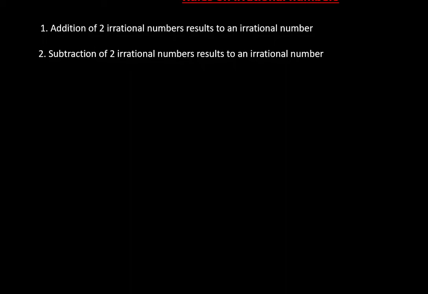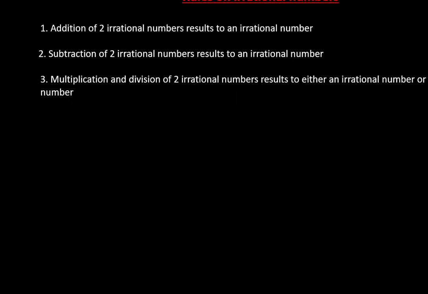The first rule is that the addition of 2 irrational numbers results in an irrational number. So when you add 2 irrational numbers, you are going to have an irrational number as your answer. Same applies to subtraction. When you subtract 2 irrational numbers, the result is going to be an irrational number. So addition and subtraction of 2 irrational numbers will always give you irrational numbers.